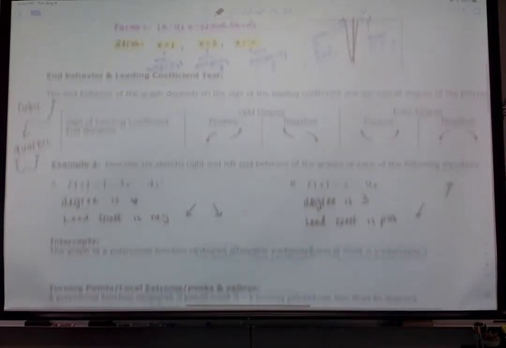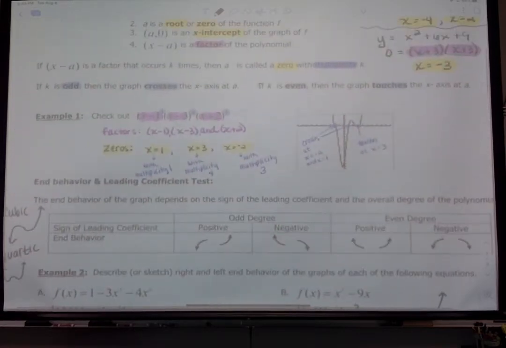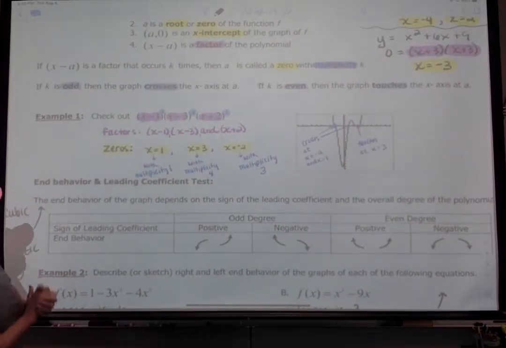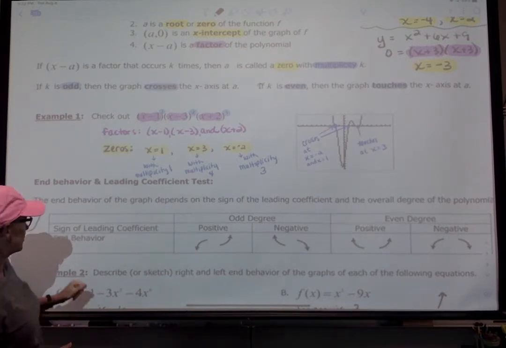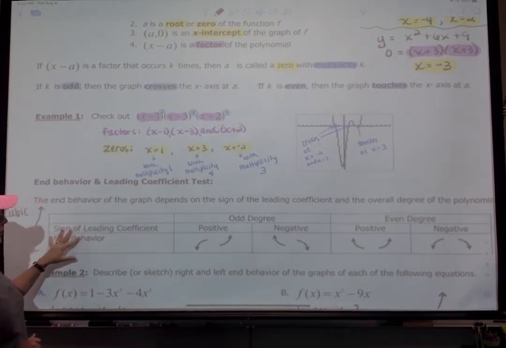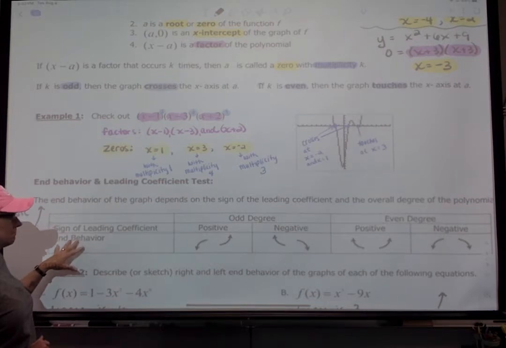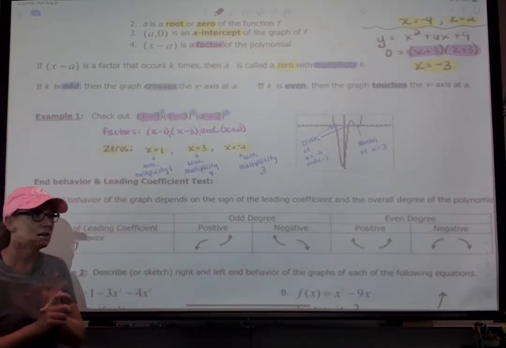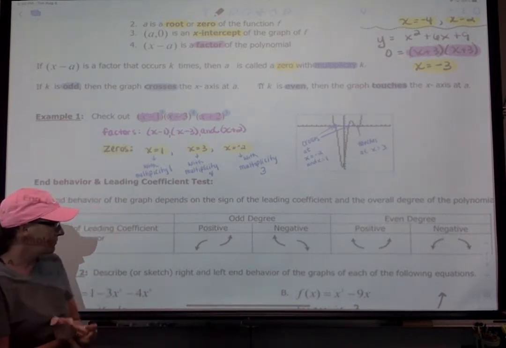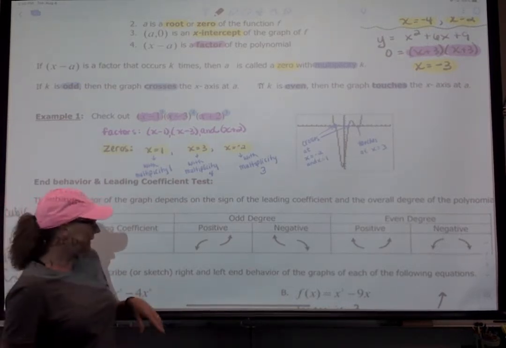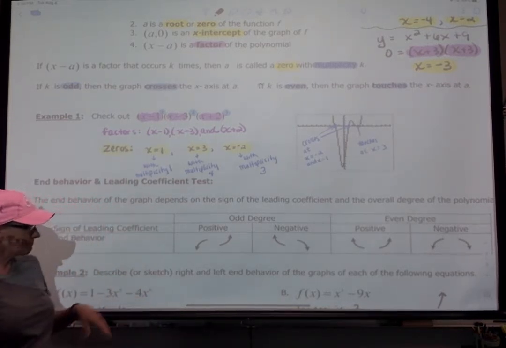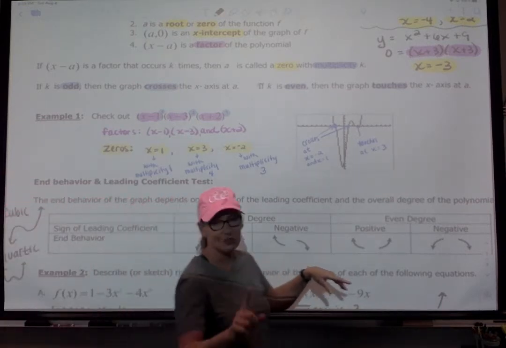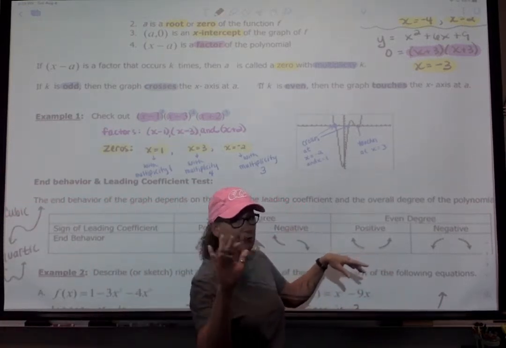we've got leading coefficients and turning points. So we're going to look at end behavior of your coefficient. So we're going to look at the degree of the polynomial and the leading coefficient. If your degree, let's do this one first. You're so familiar with quadratics.